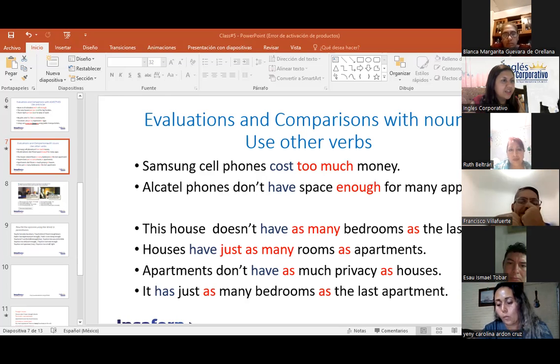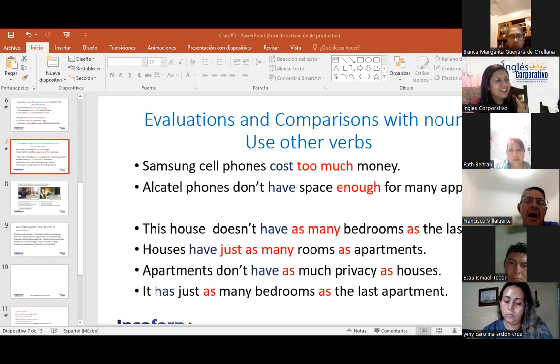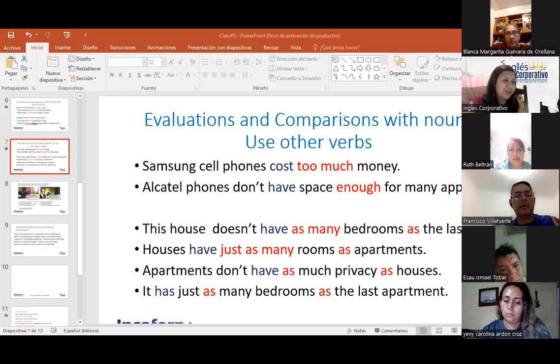We have more. This country doesn't have as much. Okay, in that case, Francisco, it is many, because jungles is countable: as many jungles as other countries. El Salvador, compare El Salvador with other countries. El Salvador doesn't have as many or as much territory as other countries, as Russia, for example. El Salvador doesn't have as much territory as, oh, sorry, as others. I forgot to erase as other.